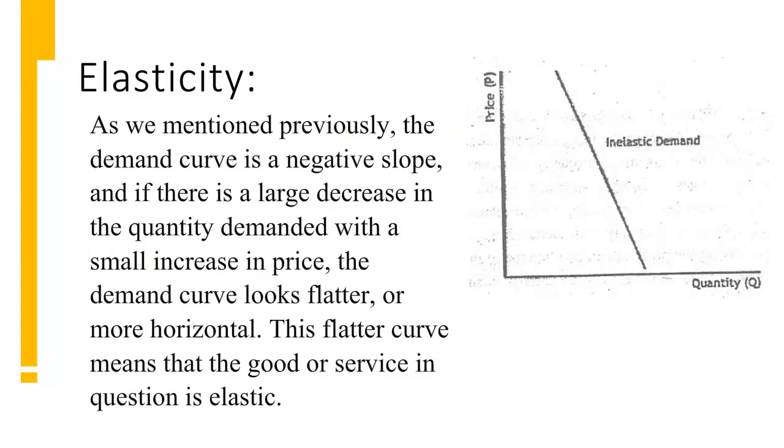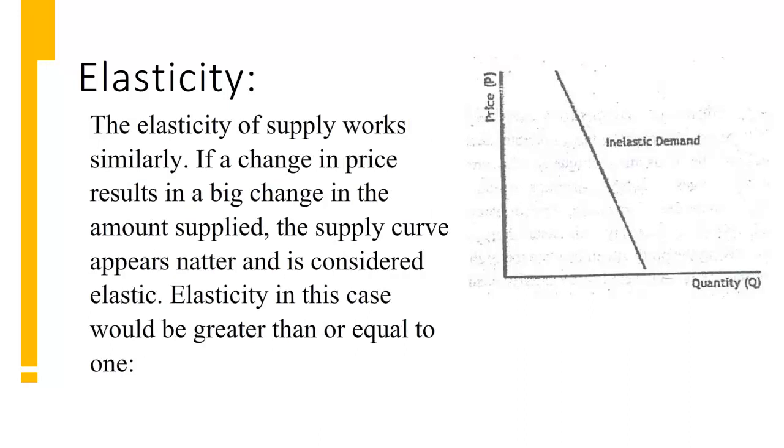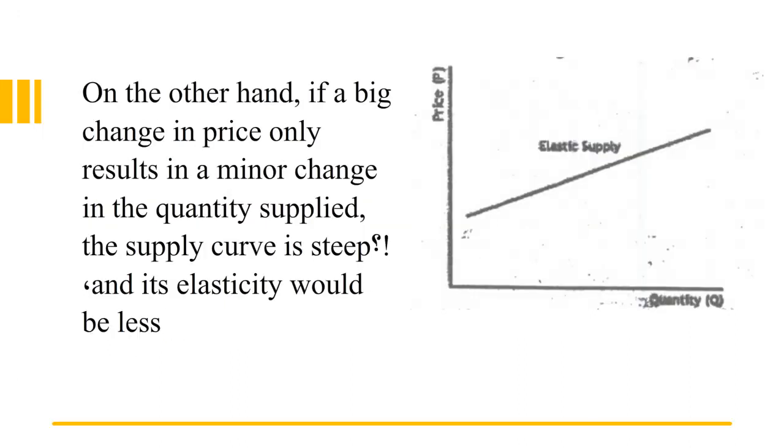As we mentioned previously, the demand curve has a negative slope, and if there is a large decrease in the quantity demanded with a small increase in price, the demand curve looks flatter, or more horizontal. This flatter curve means that the good or service in question is elastic. The elasticity of supply works similarly. If a change in price results in a big change in the amount supplied, the supply curve appears flatter and is considered elastic. Elasticity in this case would be greater than or equal to 1.